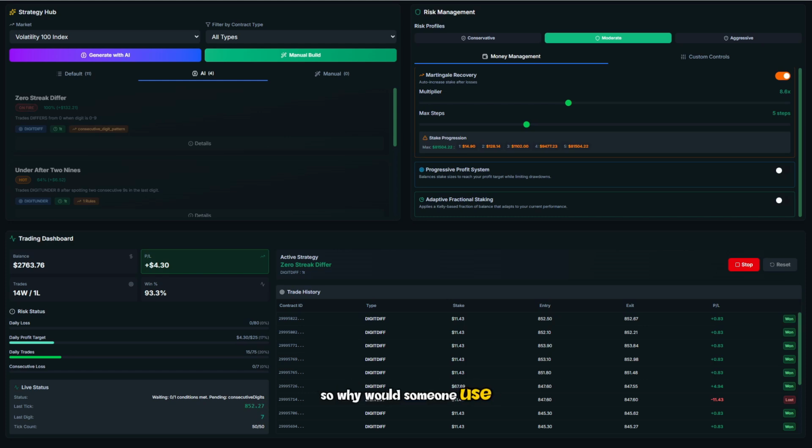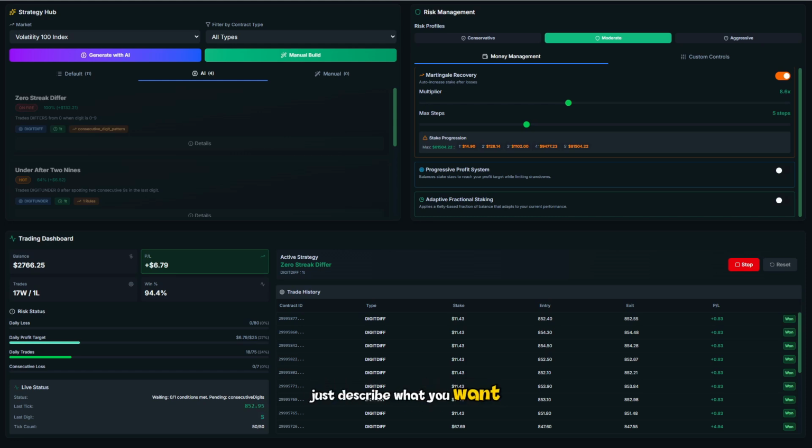So why would someone use Tuplemint? Create unlimited strategies, both AI-generated and manual. The Zero Streak Differ strategy I just showed you, that was built with AI in seconds. You can create as many strategies as you want, test them on demo accounts, and run the ones that perform best. AI-powered strategy generation means you don't need coding skills to automate your trading ideas.